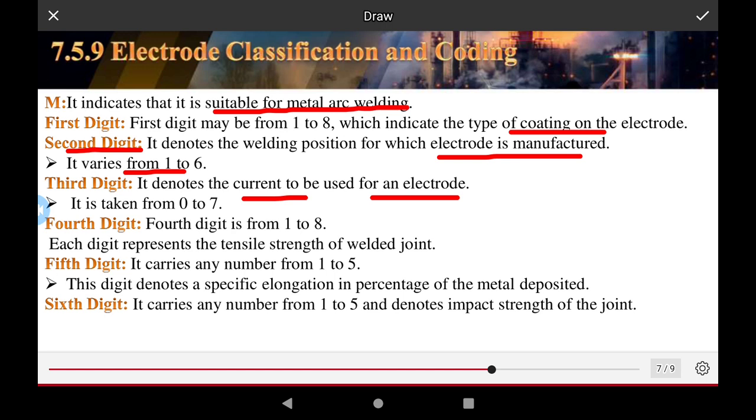The next carries the number of the joints, 1 to 5, and this digit is denoted for a specific elongation in percentage of the metal deposited. The last digit carries any number of 1 or 2 to 5, denoting the impact strength of the welded joint.